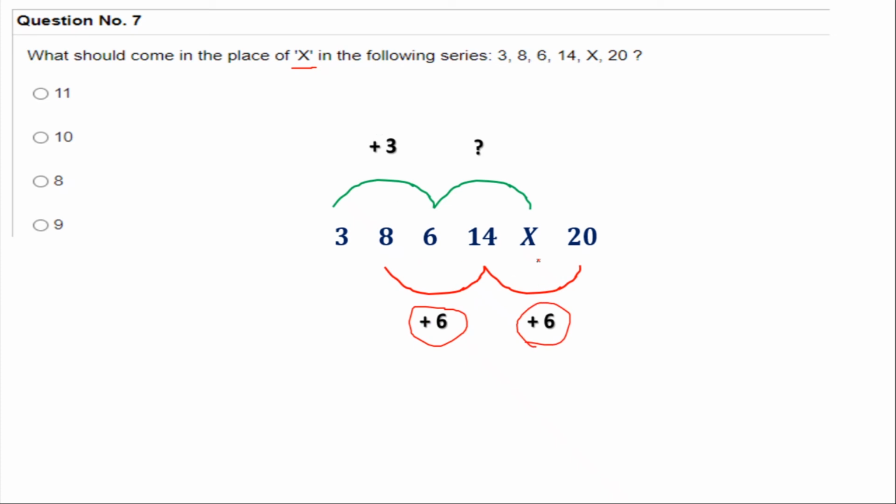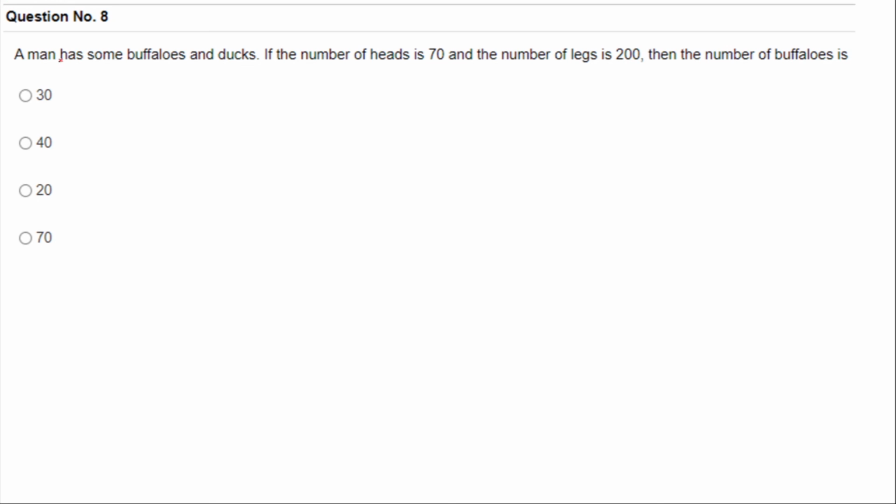Since these two options are working, what needs to be there? Definitely there needs to be plus 3. So 6 plus 3 is nothing but how much? 9. So your option 4 will be the correct option. Let's move on to the next question. Question number 8.